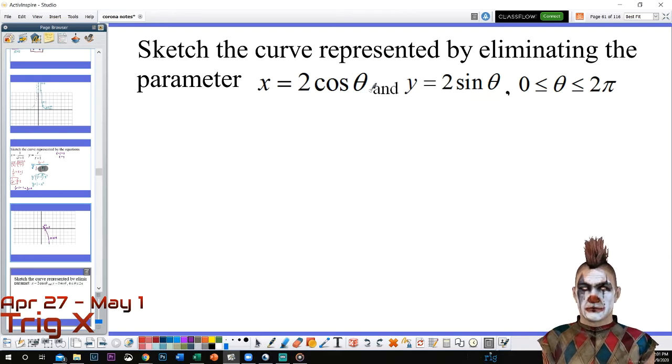This time, in order to eliminate the parameter, we're going to let the parameter be theta instead of t. Great news, if you speak Greek, this is just t anyways. My goal is to get cosine of theta and sine of theta all by itself. I've got 2 times the cosine of theta. I don't want them touching each other because that's gross, so I'm going to divide both sides by 2. That leaves me with this.